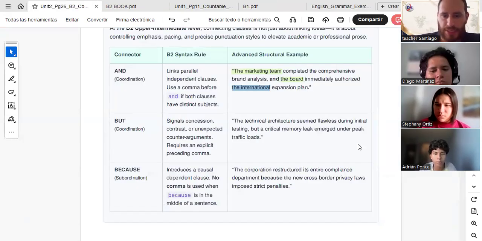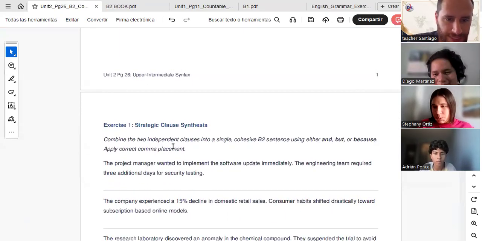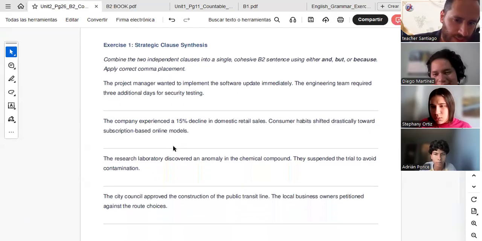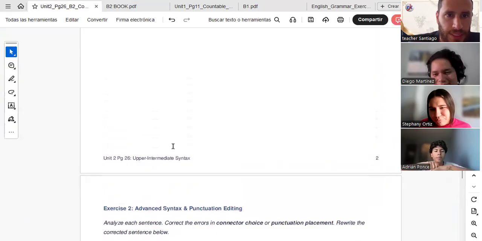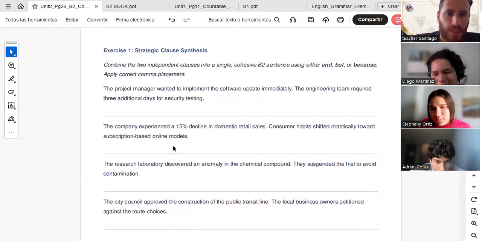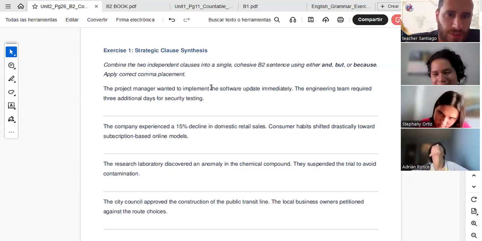Here we have some other exercises. So now it says, let's see. Here we have an explanation. I have an exercise. Let me see something, guys. Sorry. It says, exercise: combine the two independent clauses into a single sentence using and, but, or because.